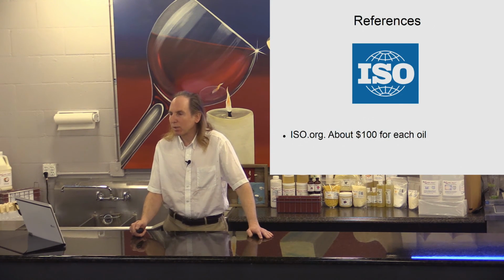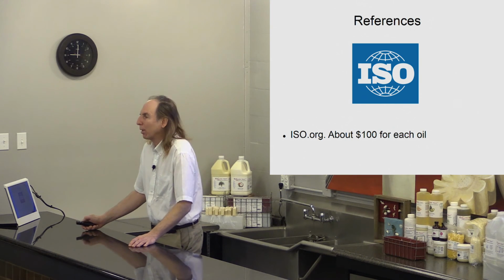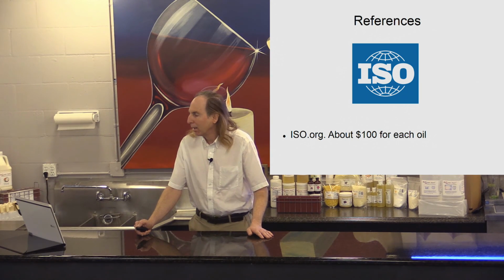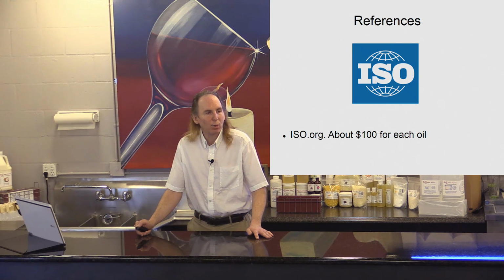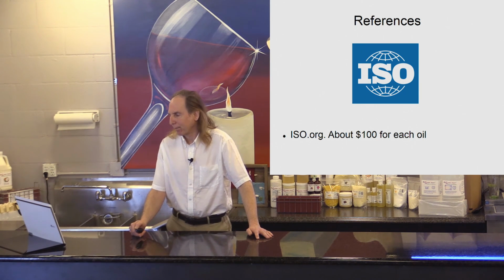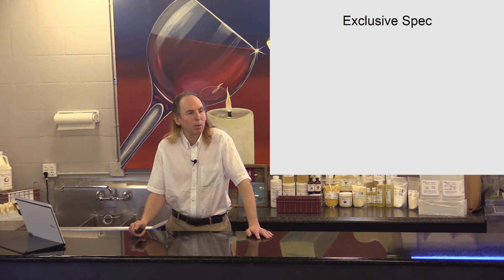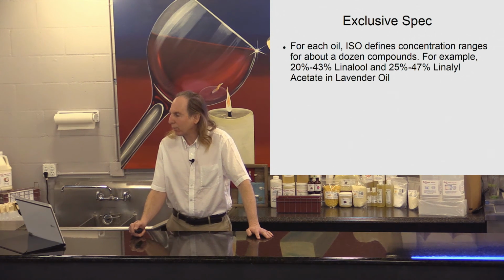And finally, this is the most expensive. ISO is an organization whose whole purpose in life is to make up rules for what should be in different things, peanut butter or whatever. They are the most expensive because they have a different spec for each essential oil, and each one costs $100 or more. And so that's pretty expensive. So ISO puts out an exclusive spec. They're trying to exclude things that aren't genuine. So they make a very restrictive definition.